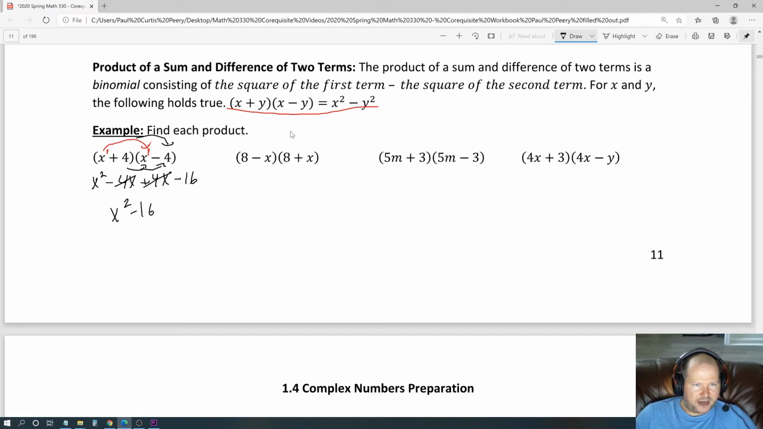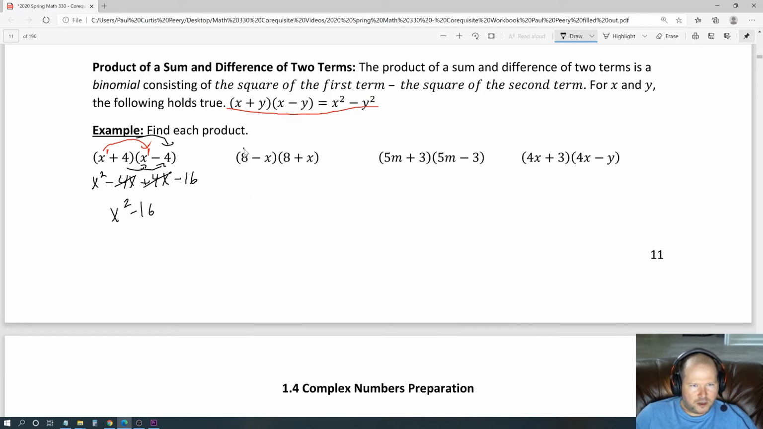And that's what this pattern right here is trying to tell you. If you multiply the same binomial, but they're conjugates, where one is addition and one is subtraction, then what you're going to have is the first term squared. And then the two middle terms are going to cancel out because they have opposite signs. And then you're going to end up with the last term squared, minus the last term squared. So this pattern right here is always going to happen.